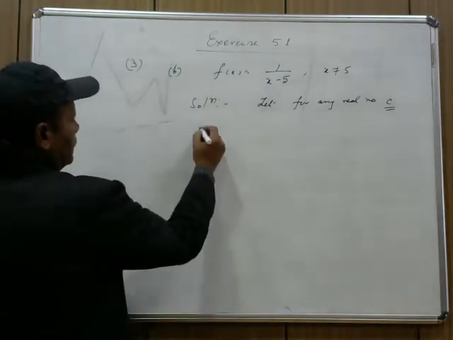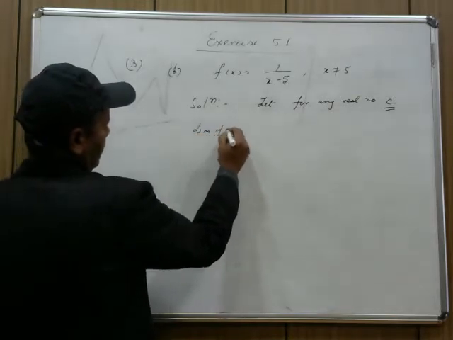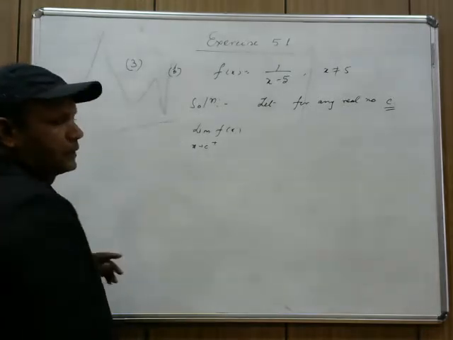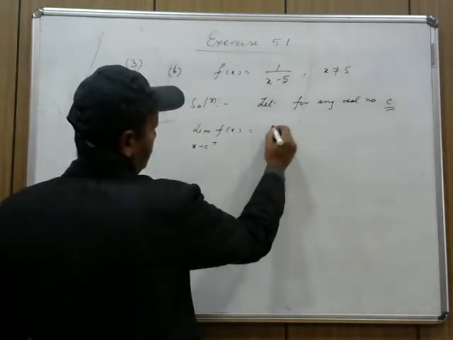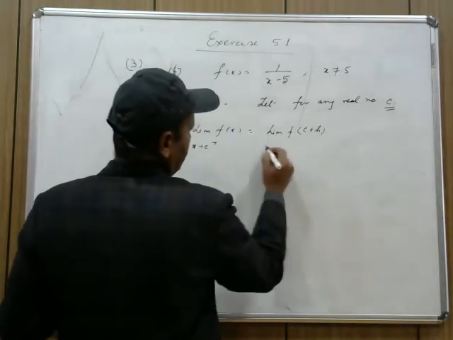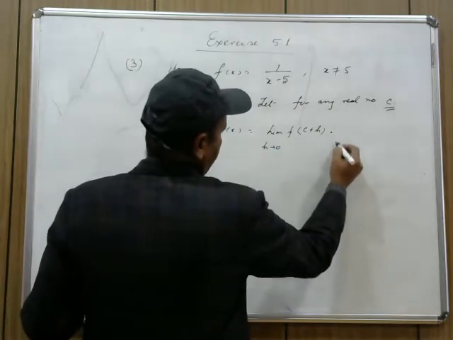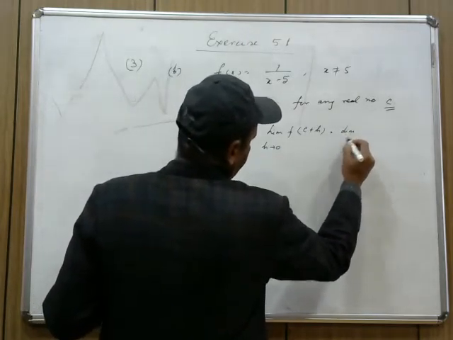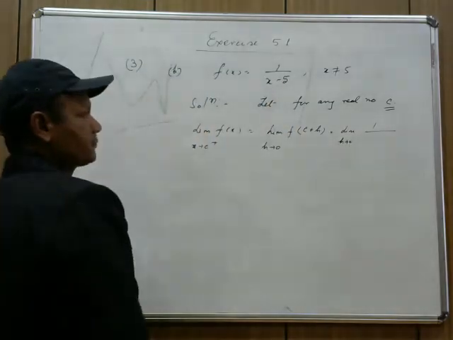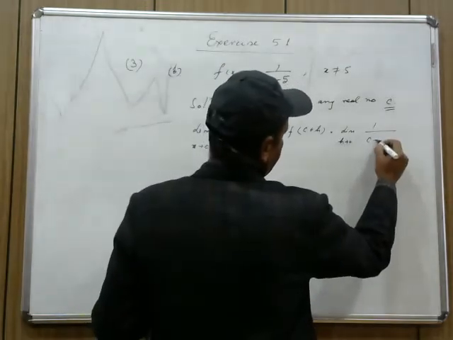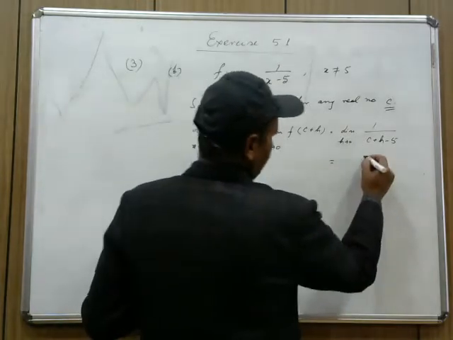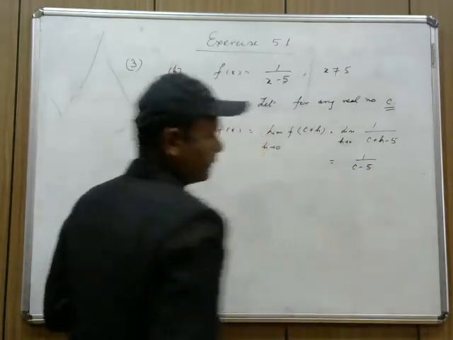Now I will find out the limit of f of x as x tends to C plus. That is called what? Right hand limit. And that is equal to limit f of C plus h, I write here C plus h, and limit h tends to 0. Now this becomes limit h tends to 0, 1 upon, now x will be replaced by C plus h, then I write here C plus h minus 5. Now put h equal to 0, what will I get? 1 upon C minus 5.